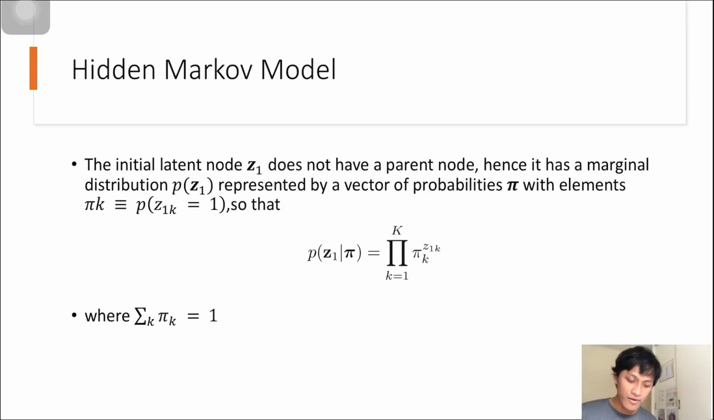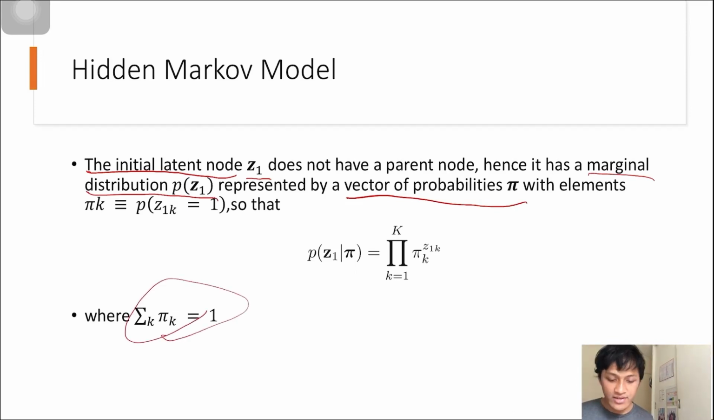Next, we have Z1, which is represented as the initial state node. We know that this node does not have a parent, so I'd like to introduce the probability vector pi, which represents the marginal distribution of P(z1), where the sum of the elements is equal to 1, and we denote P(z1|pi) as this form.